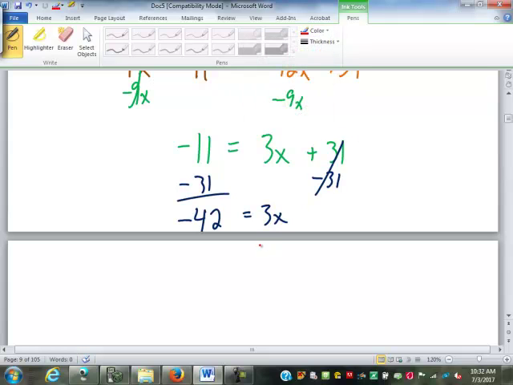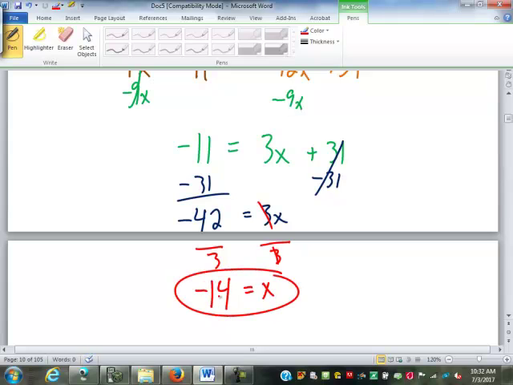And then divide by 3. -42 divided by 3 is -14 equals x. What do you think? Better than a sharp stick in the eye? Almost, not much. Still painful.